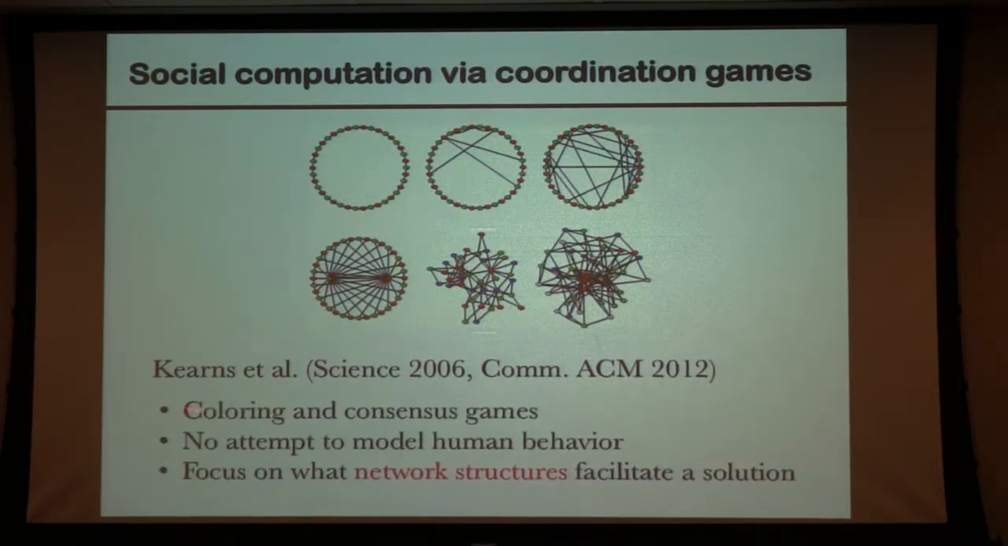And in their work, there is no attempt to model human behavior, but they concentrated on what kind of network structures facilitate a solution compared to others. So for example, a typical result would be that on one kind of network, it can be easier to reach consensus than on another kind of network, and for coloring, there will be some networks on which humans are more prone to solve the problems, and some networks are harder for humans to solve the problem. Okay? And this work received quite a bit of attention in the context of crowdsourcing, human computation, and so on.